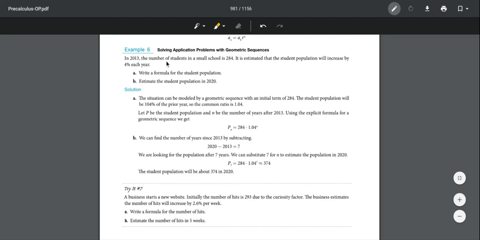Okay, so we have students in a small school, 284 students altogether. And then we're expecting a population increase of 4%. So remember that when we have an increase, you can think of this as an exponential type formula. When we have an increase of a percentage, we have to change that percentage to a decimal and add 1, right? When we have an increase by a percentage, we add 1. When we have a decrease by a percentage, we subtract from 1.